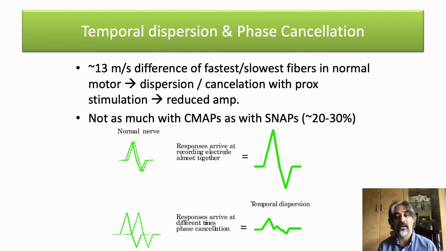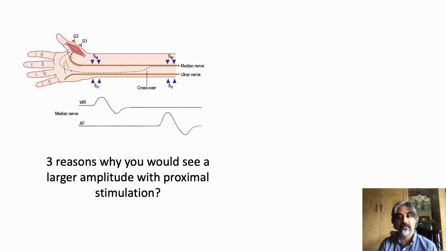Most people will not attribute more than about 20 to 30% of a drop in amplitude to temporal dispersion or phase cancellation. If you do see more than 20 to 30%, you have to attribute it to something else. So if that's the case, meaning that temporal dispersion and phase cancellation decrease amplitude with distance, then you should never see a larger amplitude with proximal stimulation. What could be the 3 reasons that you do see that?